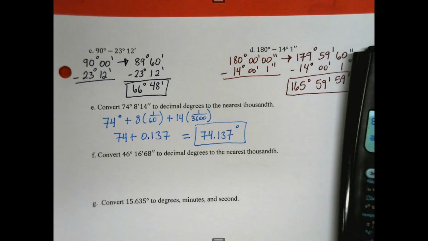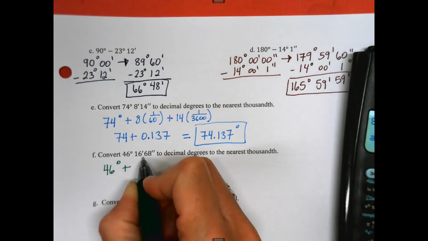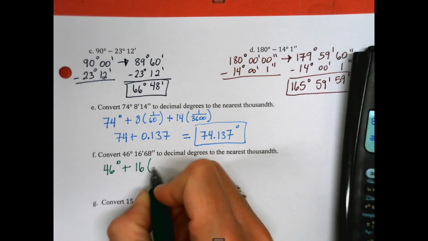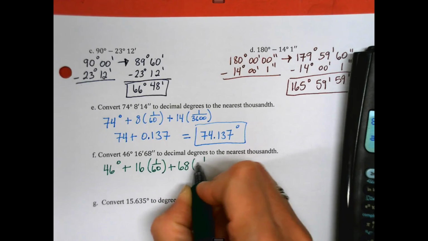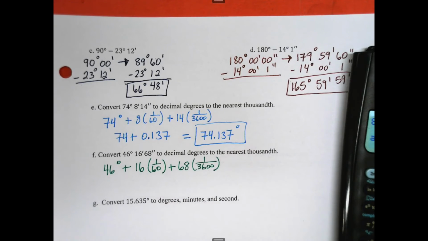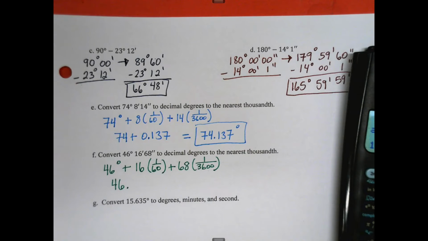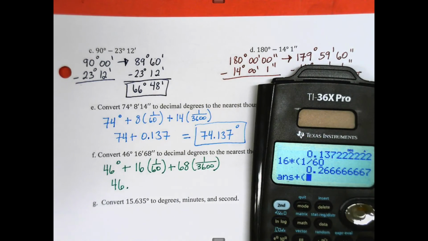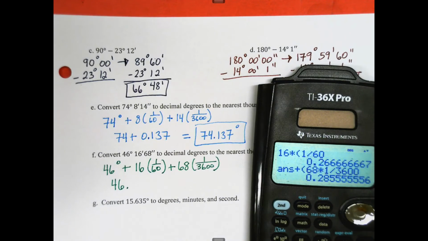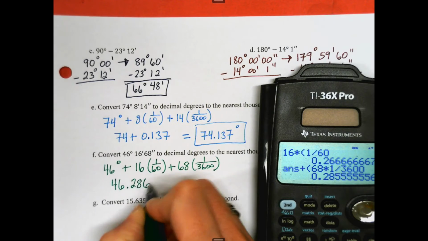We'll do the same thing here in part F. 46 degrees, and we need to convert 16 minutes to degrees. So 16 times 1/60th plus 68 seconds times 1/3600th, since we're going to degrees. And when we do that, we get 46 point 0.28555. I'm going to round that to 286 degrees.